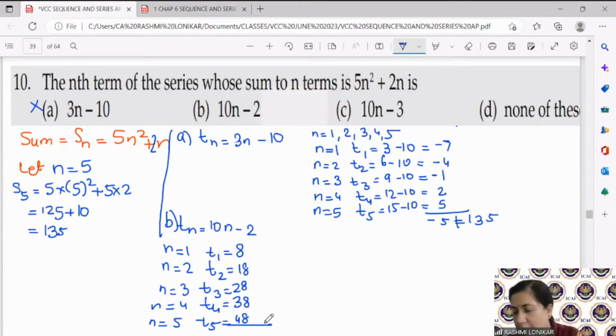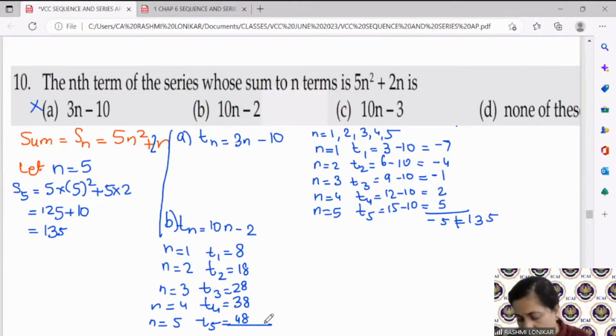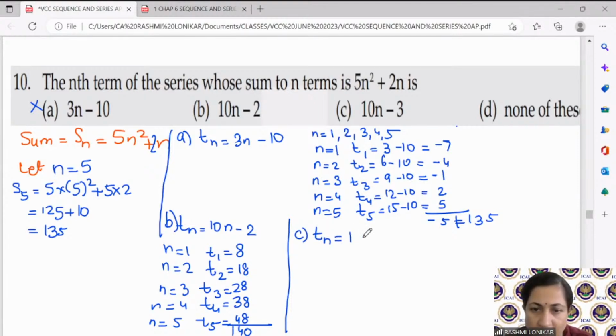Now when I add them up, let us see how much we get. 8 plus 18 plus 28 plus 38 plus 48, 140. Okay. So this is also not the correct answer. So let me see C. C is saying Tn is equal to 10n minus 3.